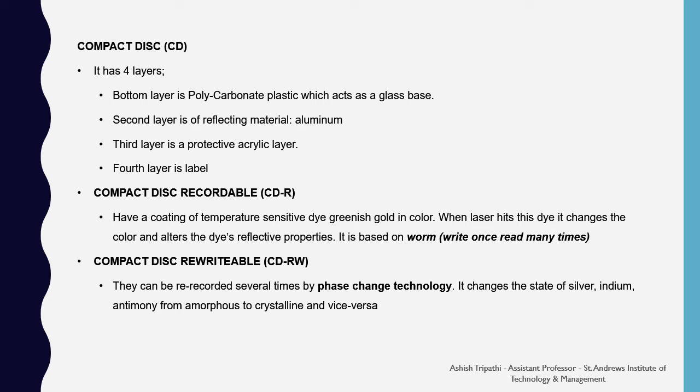There are basically two types of compact disc available in the market: compact disc recordable and compact disc rewritable. In the compact disc recordable, that is CD-R, there is a coating of temperature-sensitive dye, greenish in color. When the laser hits this dye, it changes the color and alters the dye's reflective properties. It is based on WORM, that is write once, read many times.